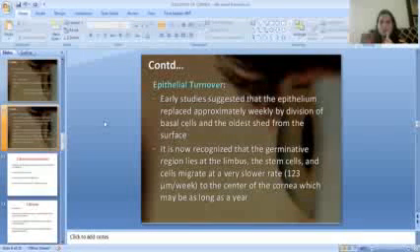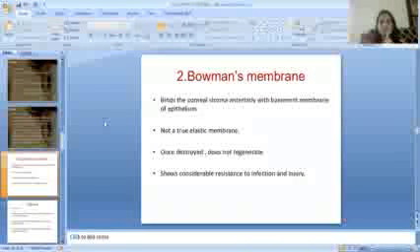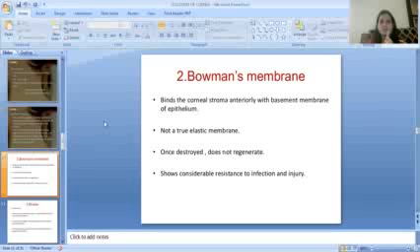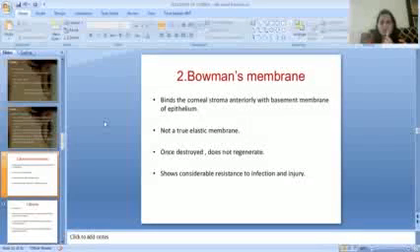Then epithelial turnover. The early study suggested that the epithelium replaced approximately weekly by division of basal cells and the older shell from the surface. It is now recognized that the germinative region lies at the limbus. The stem cells and the cells migrate at a very slow rate to the center of cornea, which may be as long as the ear. Second layer, the Bowman's membrane. It binds the corneal stroma anteriorly with basement membrane of epithelium. It is not a true elastic membrane. Once destroyed, does not regenerate. Shows considerable resistance to infection and injury.